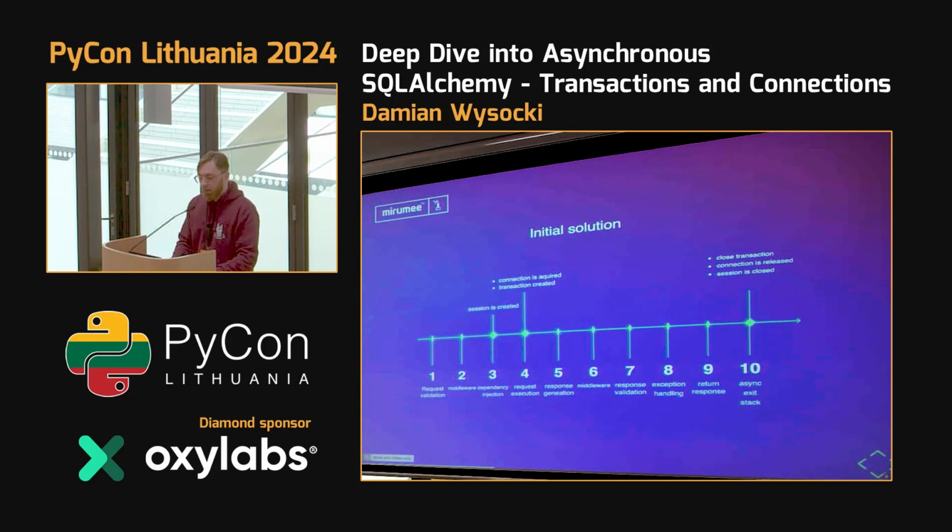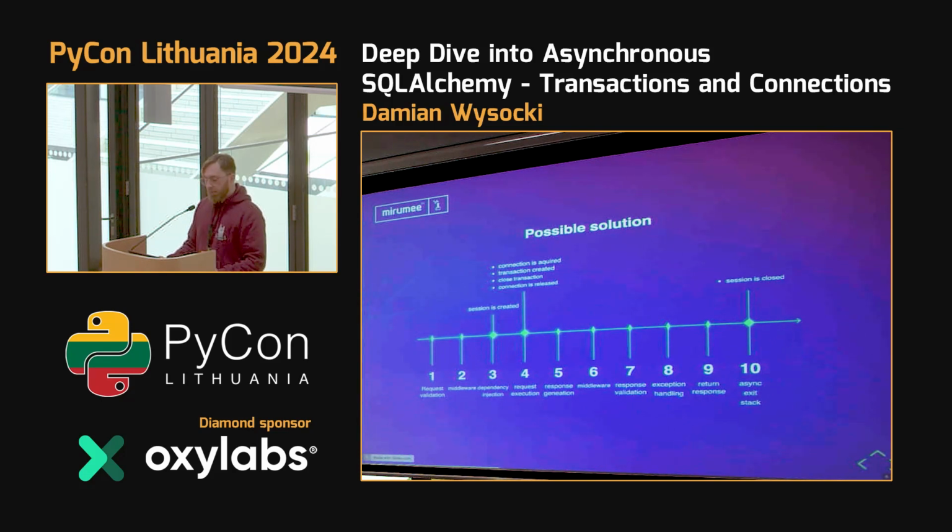Now let's examine how it looks in the case of the proposed solution. We can clearly see a notable improvement, as we acquired and released the connection within the same fourth step. This aligns with our desired objective because we now have a connection only when it's needed, especially during the request execution. As soon as we no longer require the connection, we promptly release it.